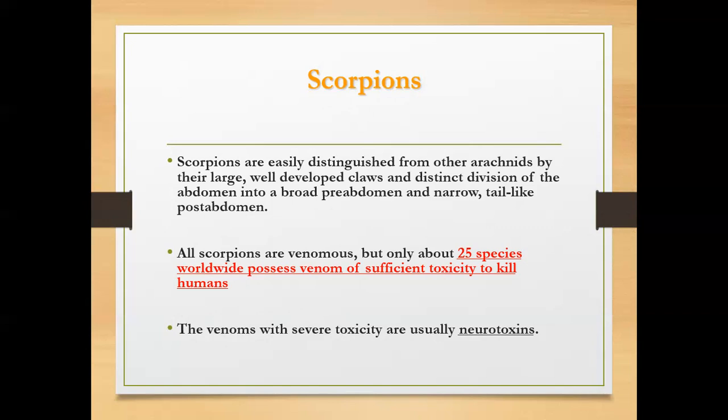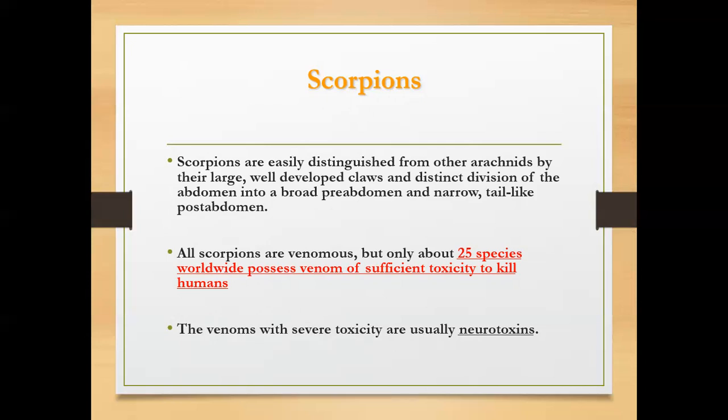It is a common myth, or a common understanding, that even if a scorpion bites you, it will kill you. But it's not like that. Even though all scorpions are venomous, only about 25 species in the world possess venom sufficient to kill a human. Not every scorpion bite will kill anyone.